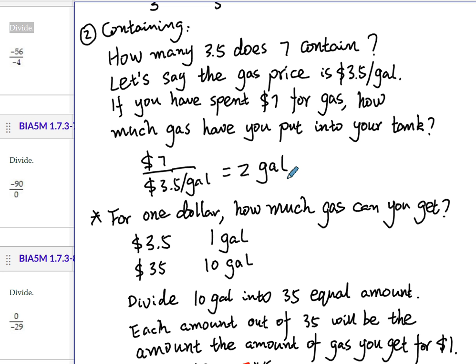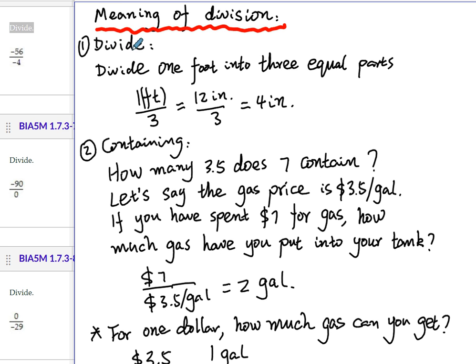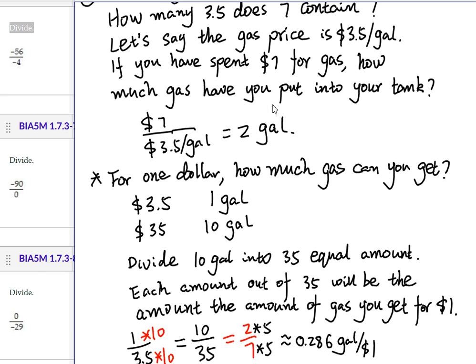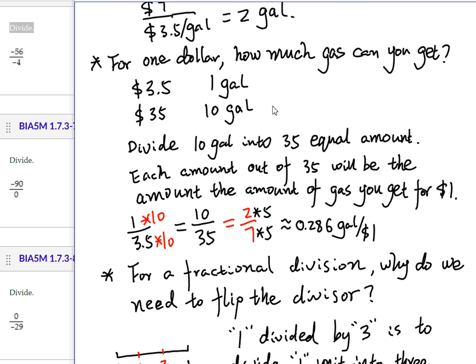So here, that's the meaning of division. So again, the first meaning is to divide a number into equal parts. The second meaning is to see how many 3.5 is included in the number 7. So there are two kinds of meanings.